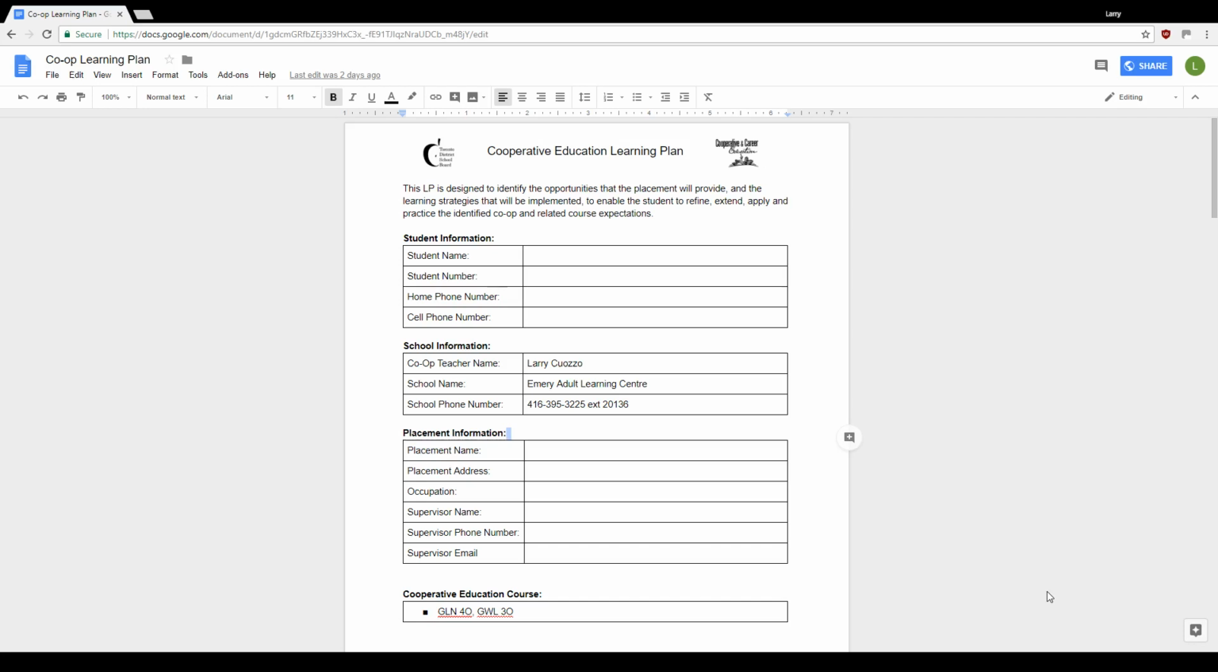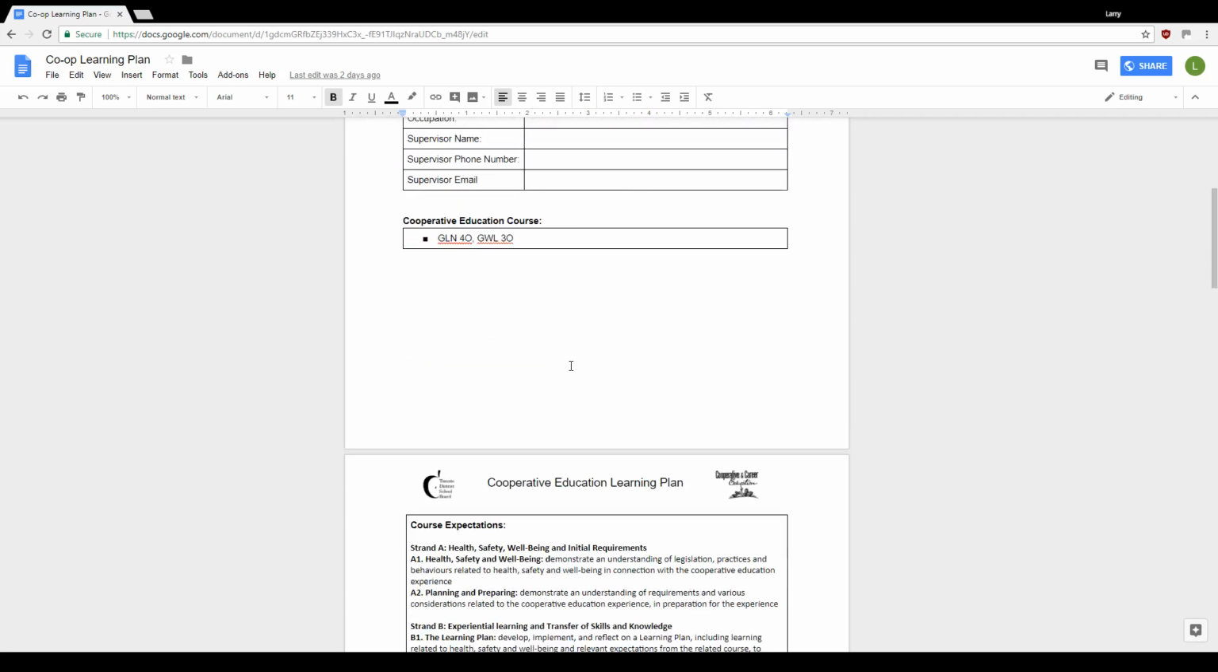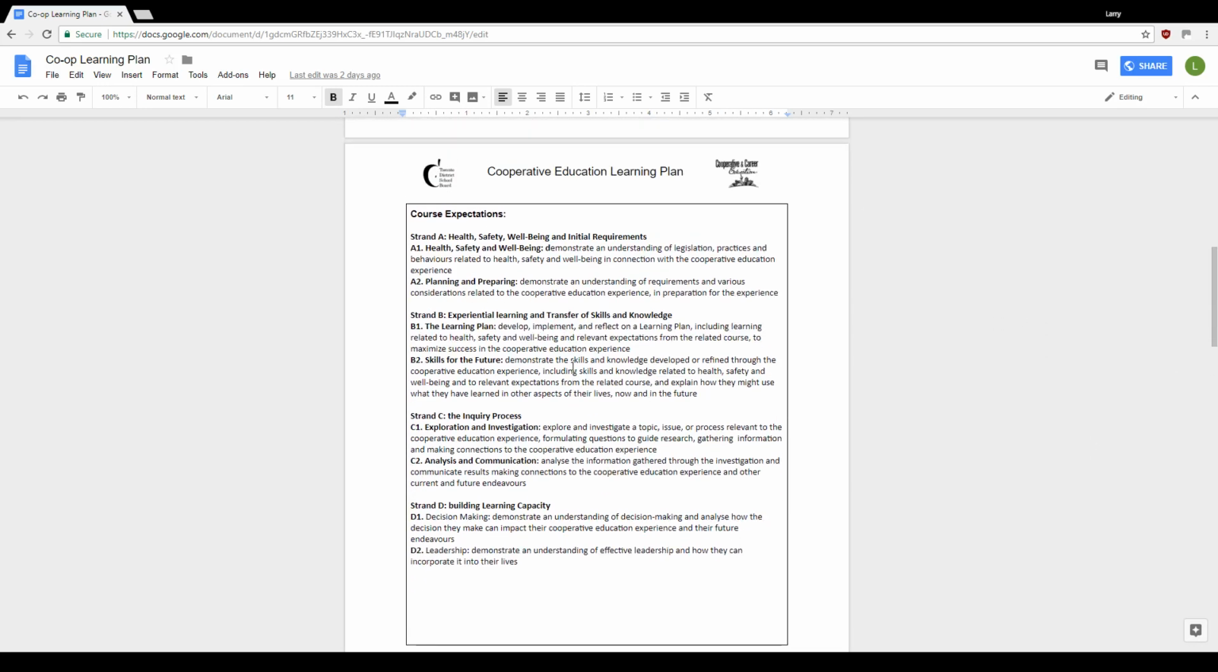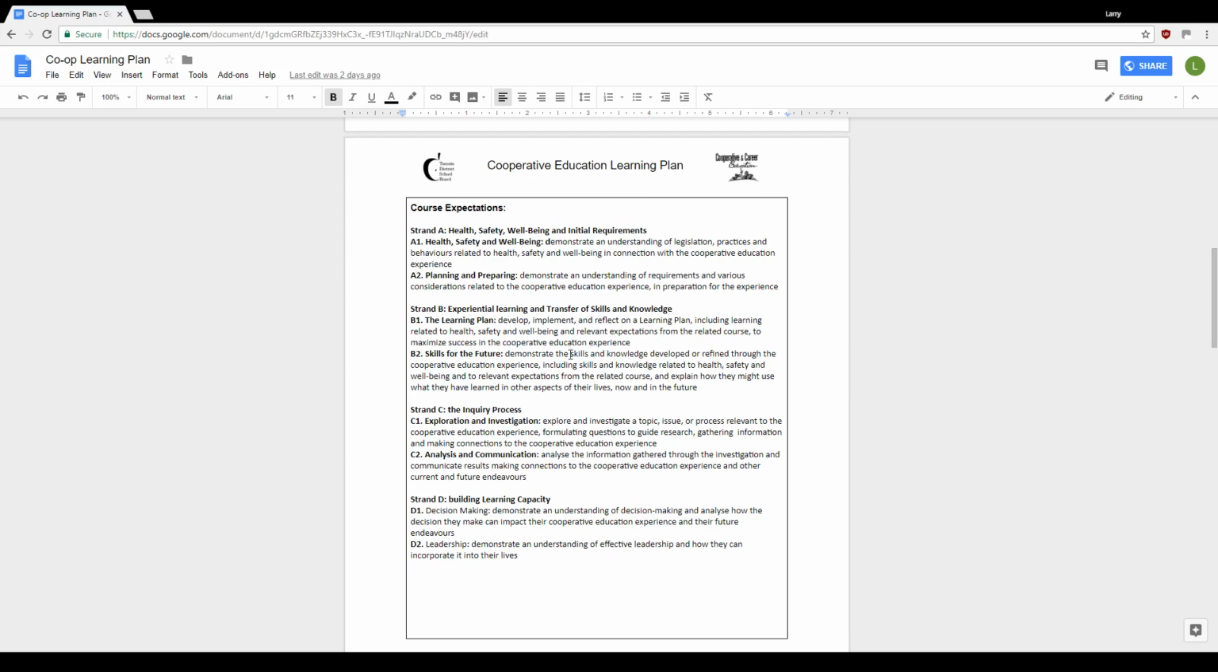So this is the learning plan. It's actually four pages. There's the first page here. The second page just talks a little bit about expectations. There's nothing for you to fill out there, but you should read it over just to see what the expectation is for the course, what you're supposed to learn during the co-op course. There's the summary right there. So that's the second page.